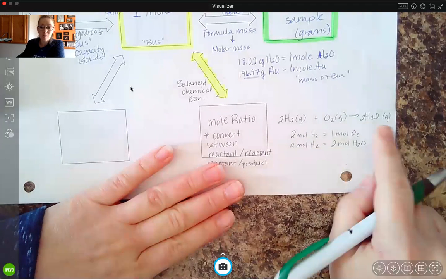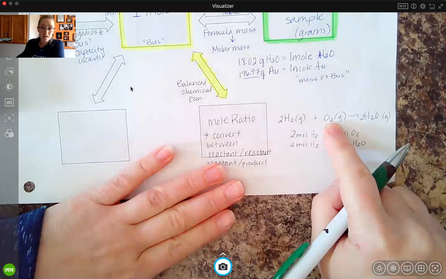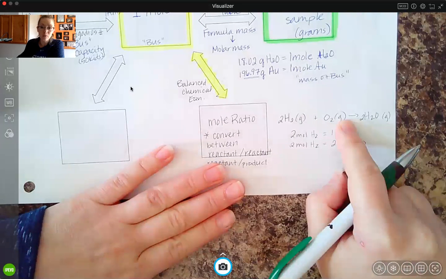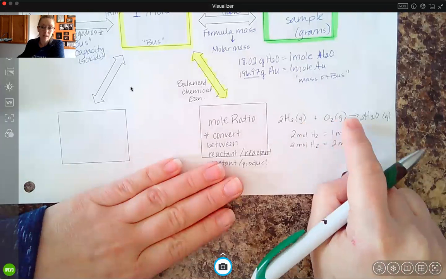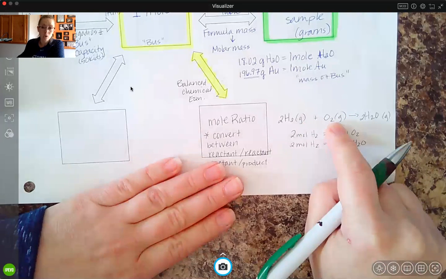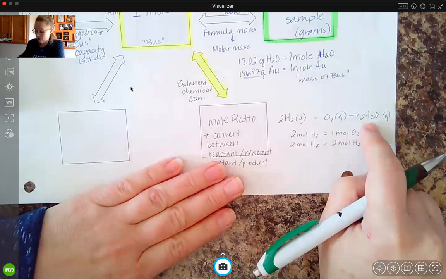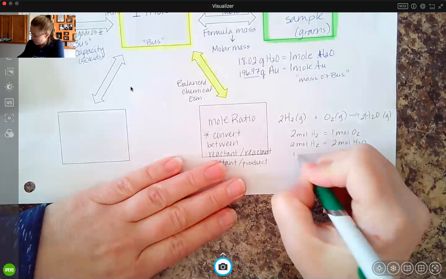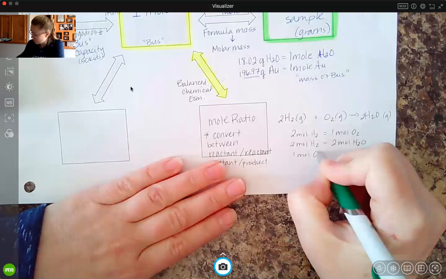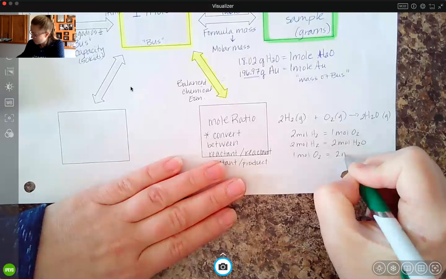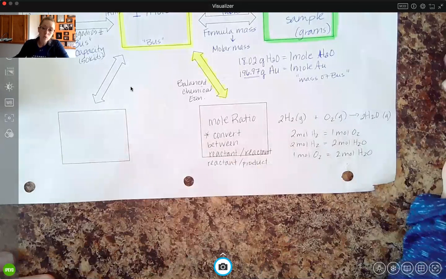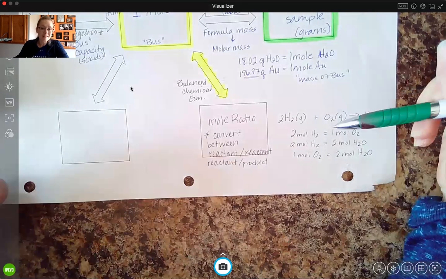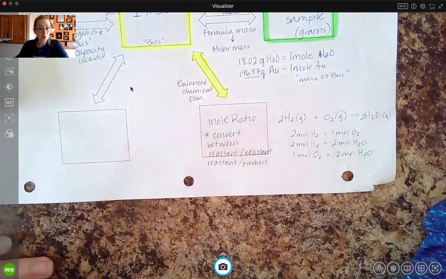I can also talk about how oxygen is related to water. So here we said how these two are related to each other. So the last mole ratio I could write is 1 mole of O2 will form 2 moles of water. Now, which ratio do I pick is completely dependent on the problem.